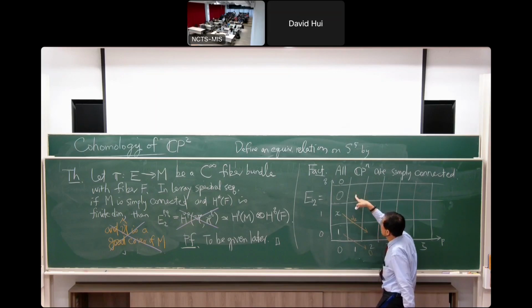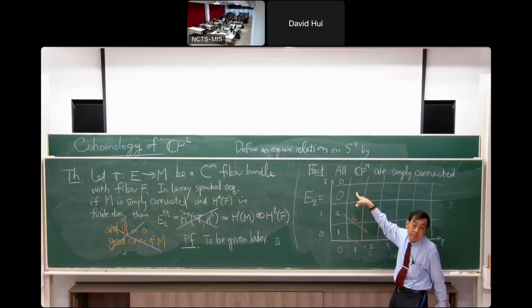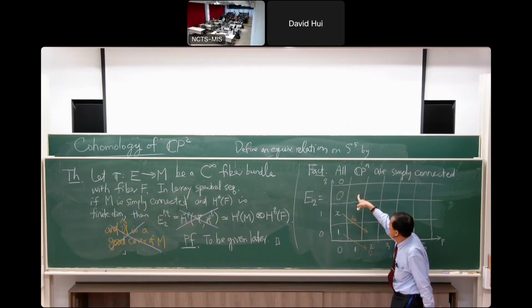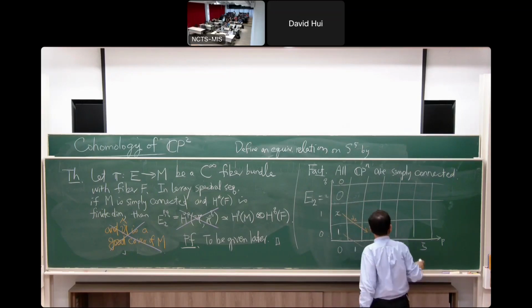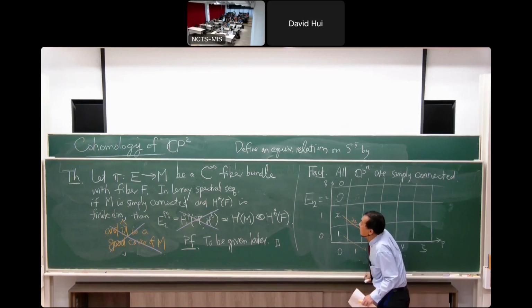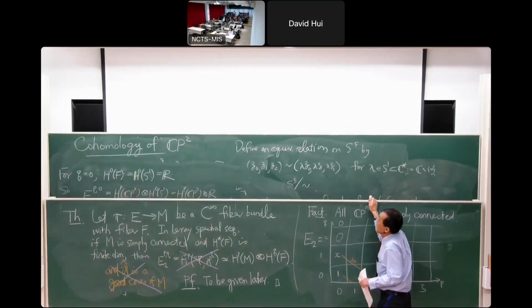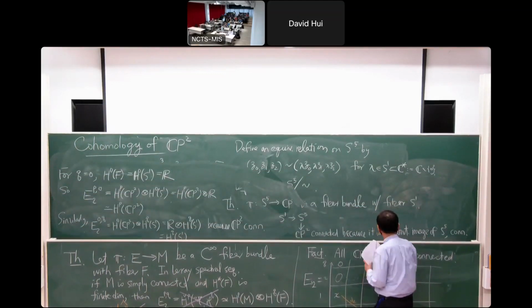So what do I put in here? What goes in this box? This box is E2 of 1, 2. So I need some space. Okay, so let's see.